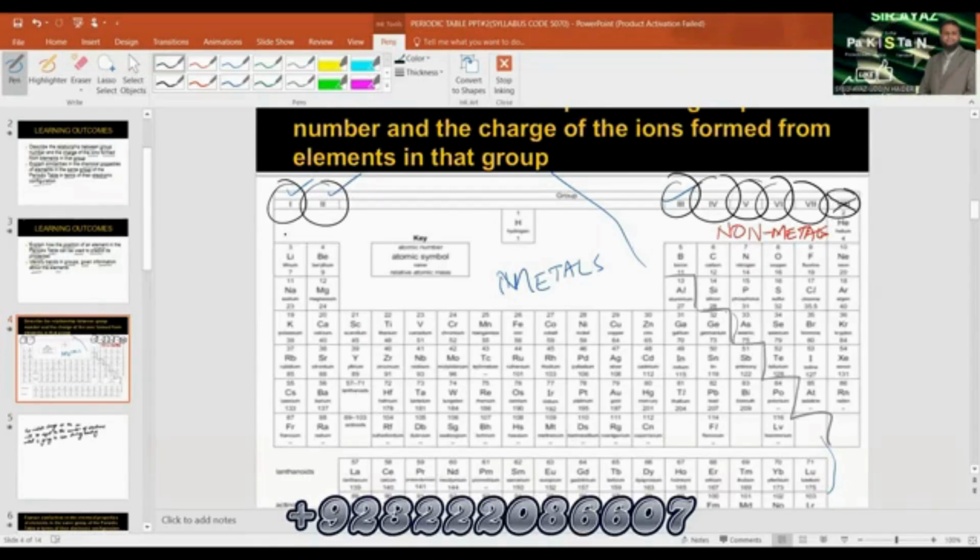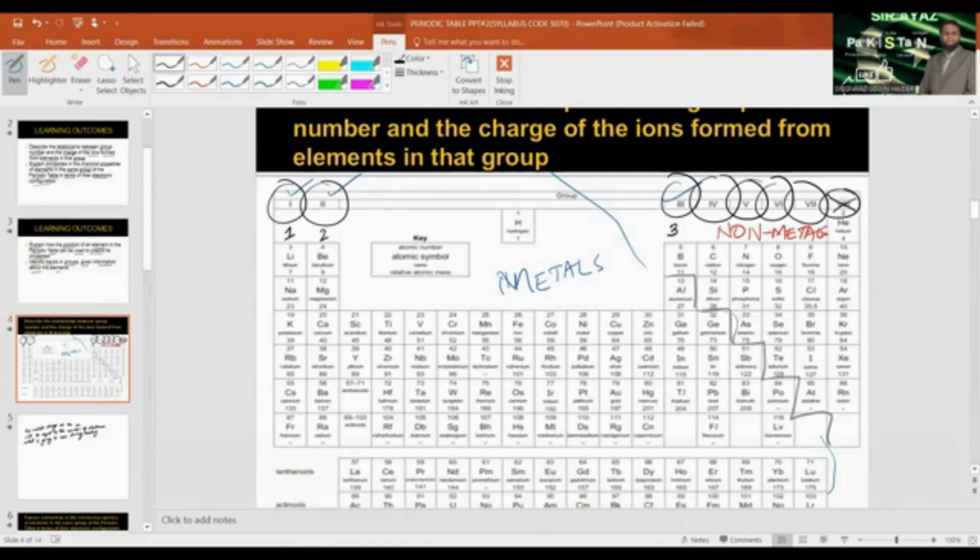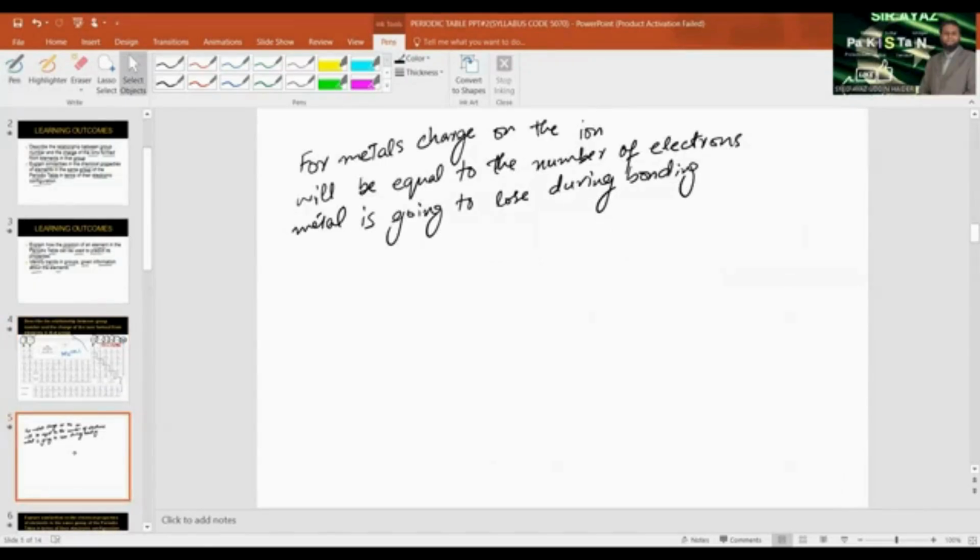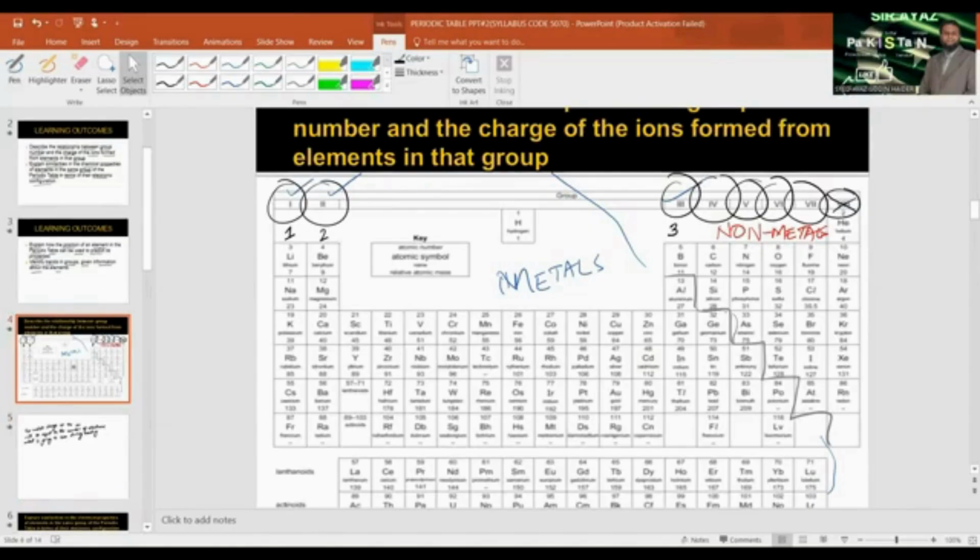For example, group number 1, there is 1 valence electron. Group 2, 2 valence electrons. Group 3, 3 valence electrons. So these are the number of electrons present in the valence shell of metals. And the metals are going to lose the same number of electrons during bonding. So this will be equal to the charge on the metal ion. As the metal atoms are losing electrons, they will acquire a positive charge. So group number 1 will form positive 1. Group 2 will acquire positive 2. Group 3 will acquire positive 3 charge. These will be the charges on the ions formed by these groups.